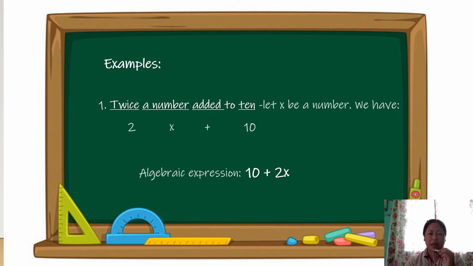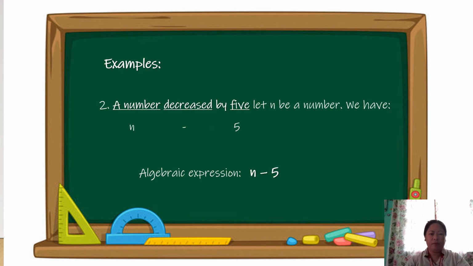Let's have some examples. Number 1, twice a number added to 10. So let x be a number. So the algebraic expression is 10 plus 2x. Number 2, a number decreased by 5. Let n be the number. The algebraic expression is n minus 5.